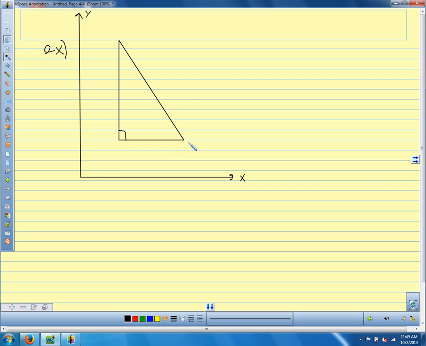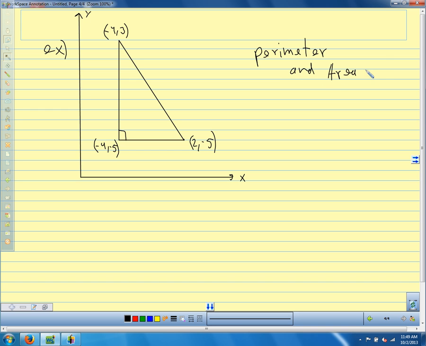And let's say the coordinates here, and I know my 0 is not going to be here, so we're on a graph somewhere. This is 2, -5. So this isn't 0, 0. I just drew that we're on a graph somewhere. This is -4, -5. And this is -4, 3 on my graph. And it wants the perimeter and the area of this triangle. How would we go about doing that?